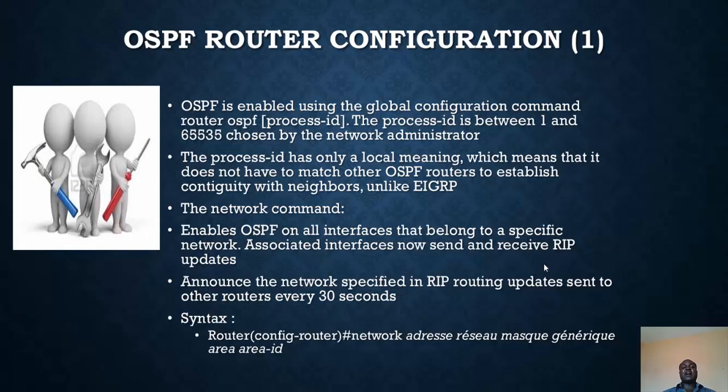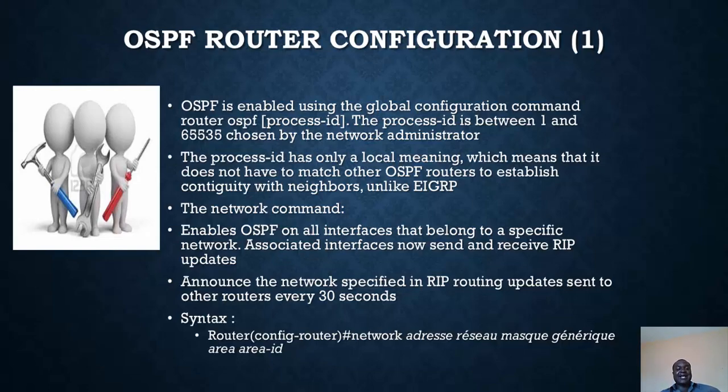Okay, OSPF router configuration. What happens now? With OSPF router configuration, we need to understand that OSPF is enabled using the global configuration command router ospf, followed by the process ID. The process ID is between 1 and 65,535, chosen by the network administrator.